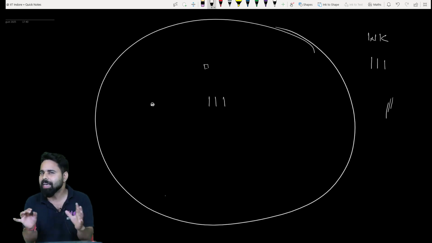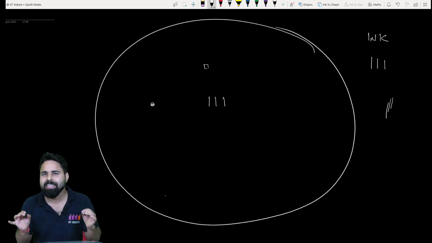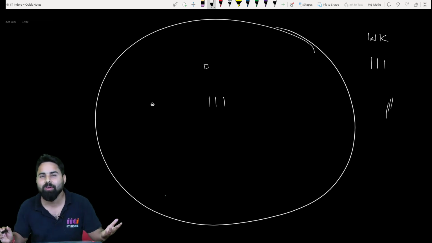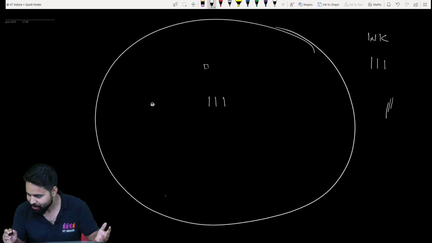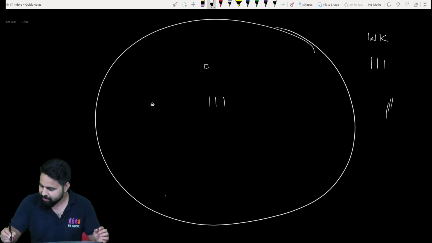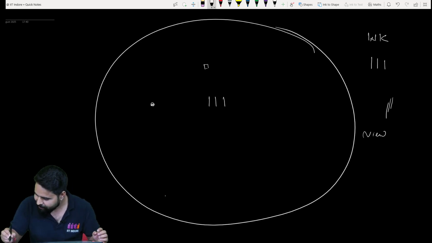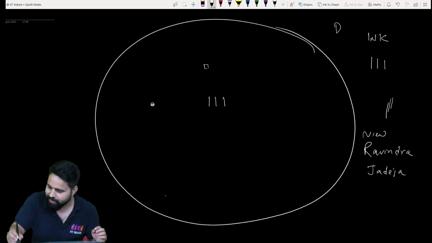By the way, these are the same stumps, the only thing that differs is from where we are looking at these stumps, along which line we are looking at these stumps. So this is the view of our great fielder Ravindra Jadeja, and Dhruv Jurel here. Okay, great. But why are we talking about these views?